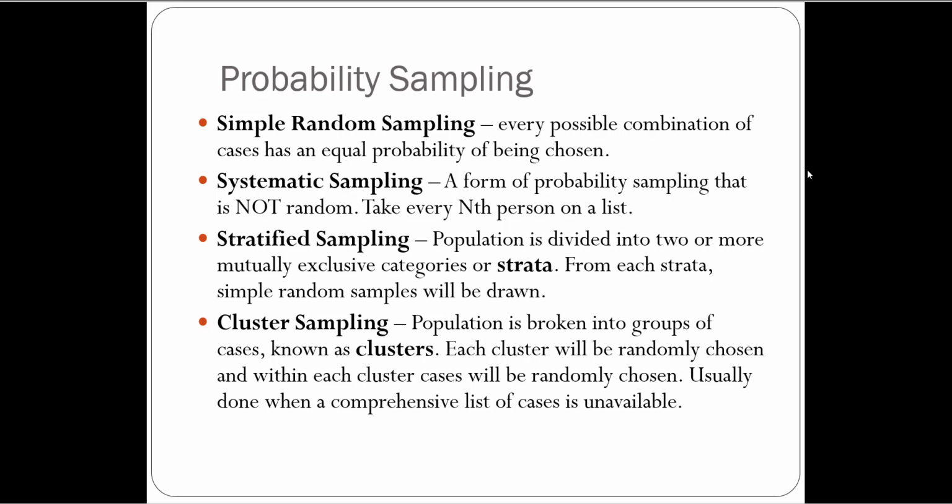Stratified sampling is when we divide our population into two or more mutually exclusive categories, or what we would call strata. From each strata, we're going to take simple random samples or systematic samples from those stratified samples. And the benefit of stratified sampling is that it allows us to potentially oversample groups that might not be usually included into a sample. So say again we're trying to get a sample of the United States population.